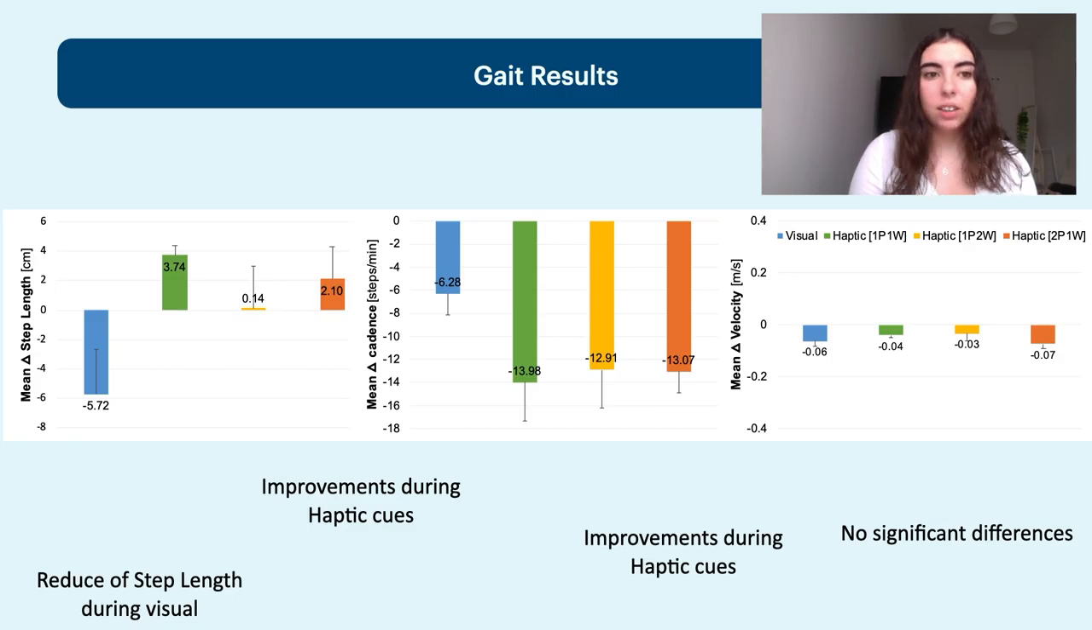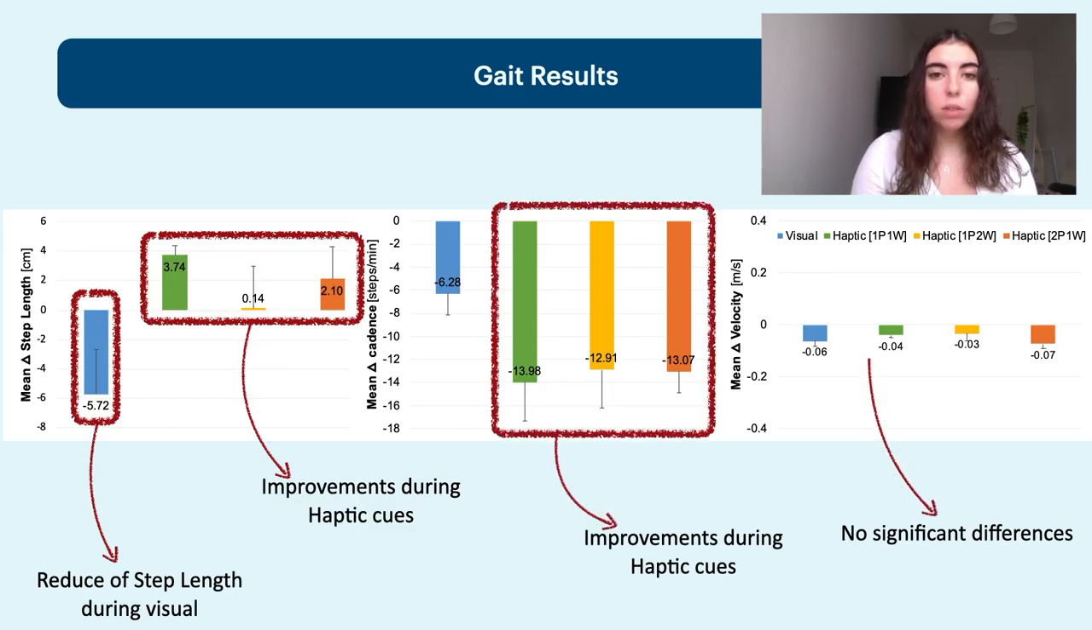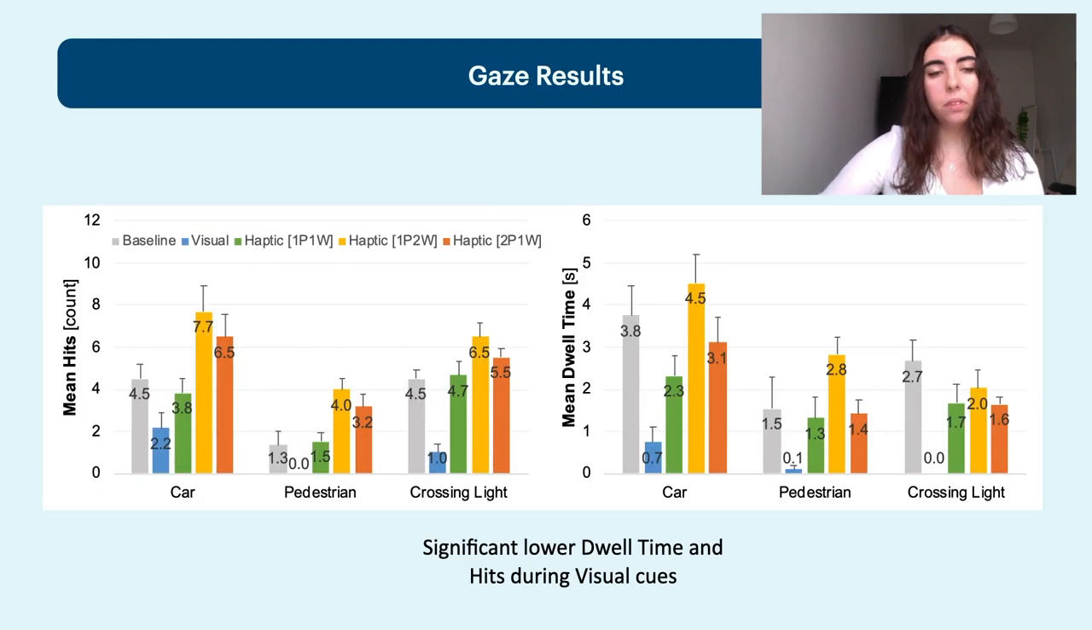And despite the fact that none of our participants had any gait disorder, their gait seemed to improve during haptic cues. For example, regarding step length, during visual cues a great reduction was noticed, in contrast to an increase during haptic cues. Cadence was improved in all cues, however, greater improvements were noticed during haptic cues.